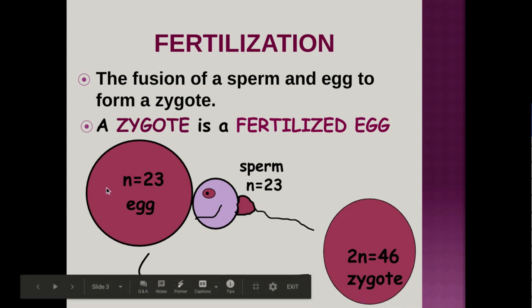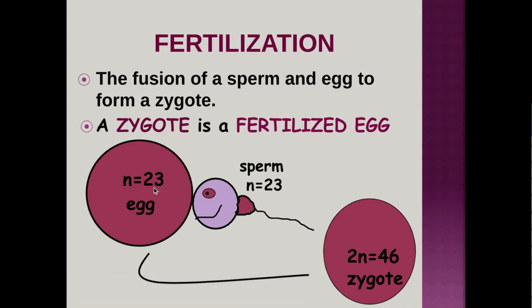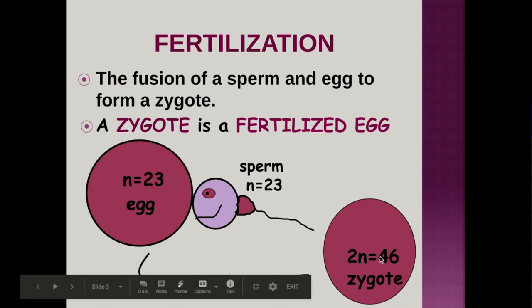So remember, the purpose with meiosis is that we get half the number of chromosomes here in the egg cell, half the number in the sperm cell, so that the zygote has 46 chromosomes.